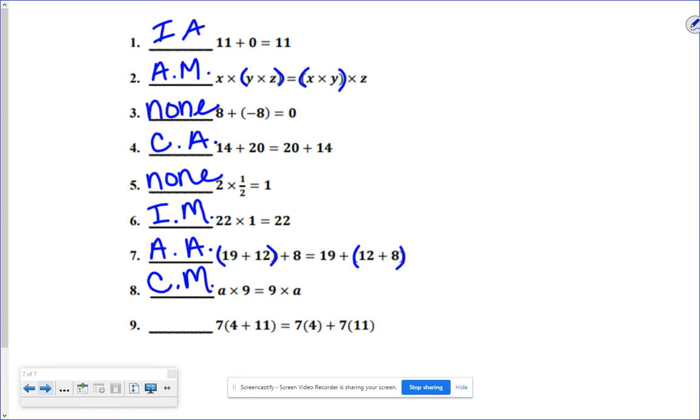Last one, I have 7 times (4 plus 11) equals 7 times 4 plus 7 times 11. I notice that that 7 is in there twice in the second part, so I'm guessing that 7 was distributed to both numbers, to the 4 and to the 11. So that would be the distributive property.